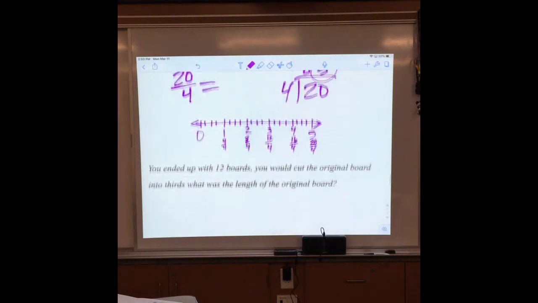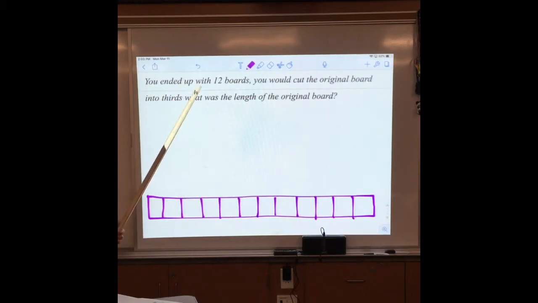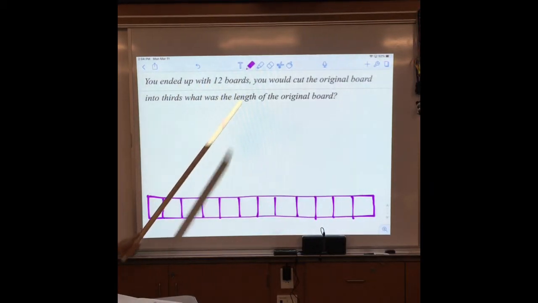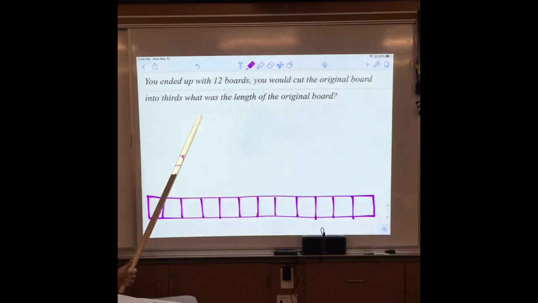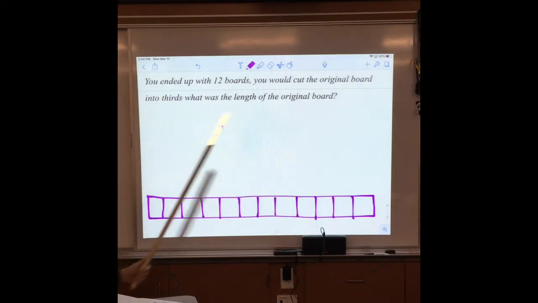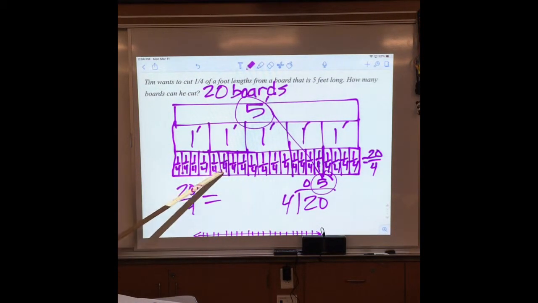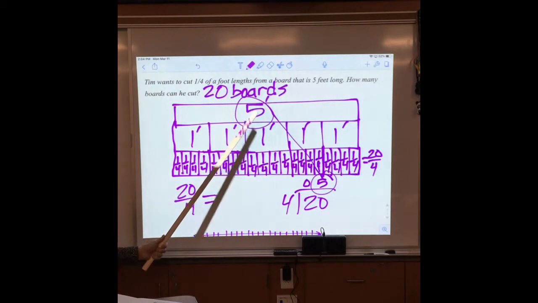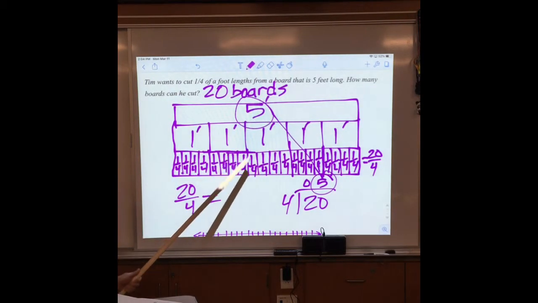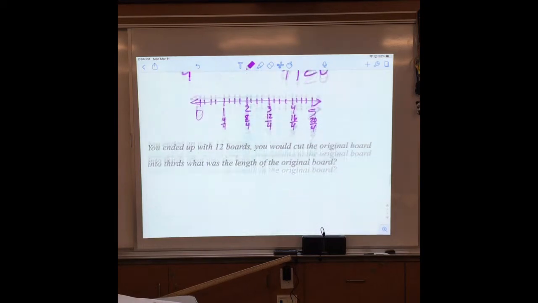All right, well, let's go to another one. You ended up with 12 boards. Aha! Notice the words you ended up with. That means we're going to do what? We're going to go backward on our problem. So we're going to go from these cuts down here and work our way up to this number. So we're working the problem backward.